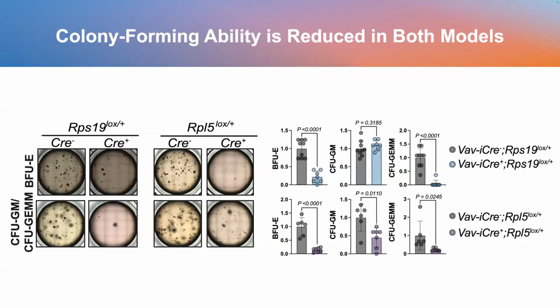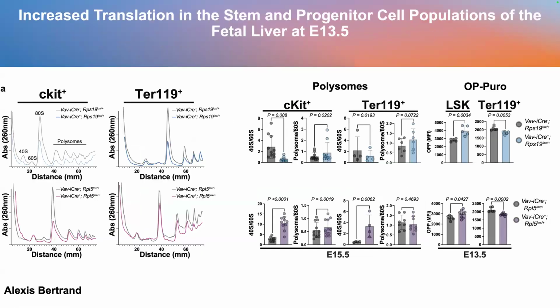Okay, so now we have a model that seems to replicate clinical findings in DBA in patients for both RPS19 and RPL5. Can we address partly at least Iqbal's question and others, okay, what is happening in these guys? So what we did is that we looked at translation. Okay, we did some polysome profiling and some OP-Puro assay.